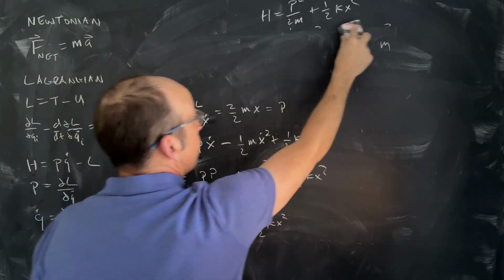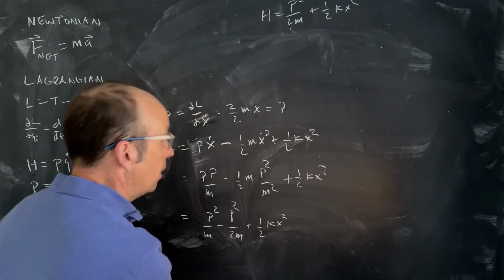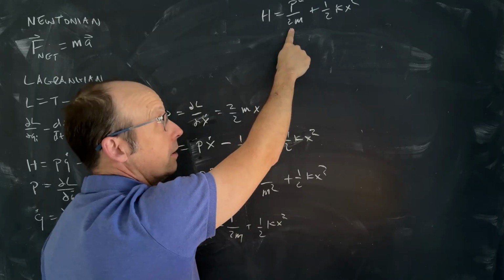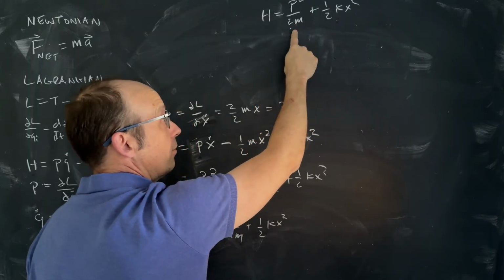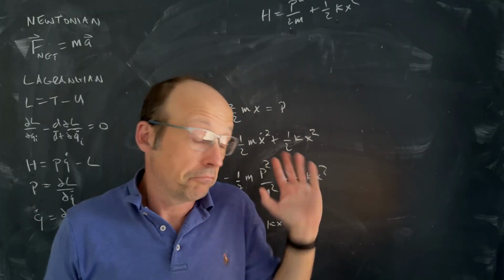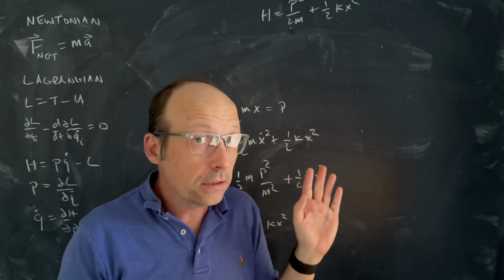And you'll notice here that this is the kinetic energy. P squared over 2m is the kinetic energy. And that's the potential energy. So this is kinetic plus potential. So the Hamiltonian in this case is the total energy. Okay? And that's fine. It's not always, but it is here.